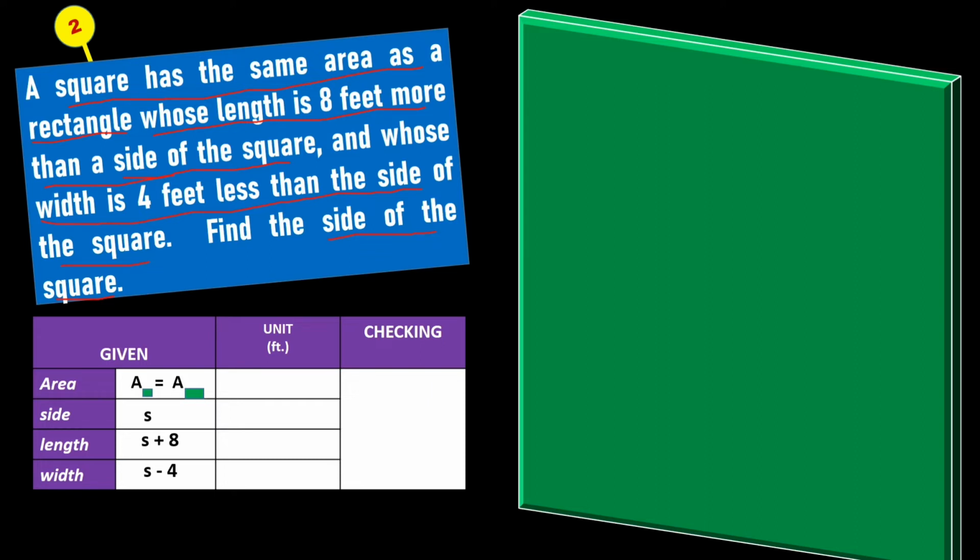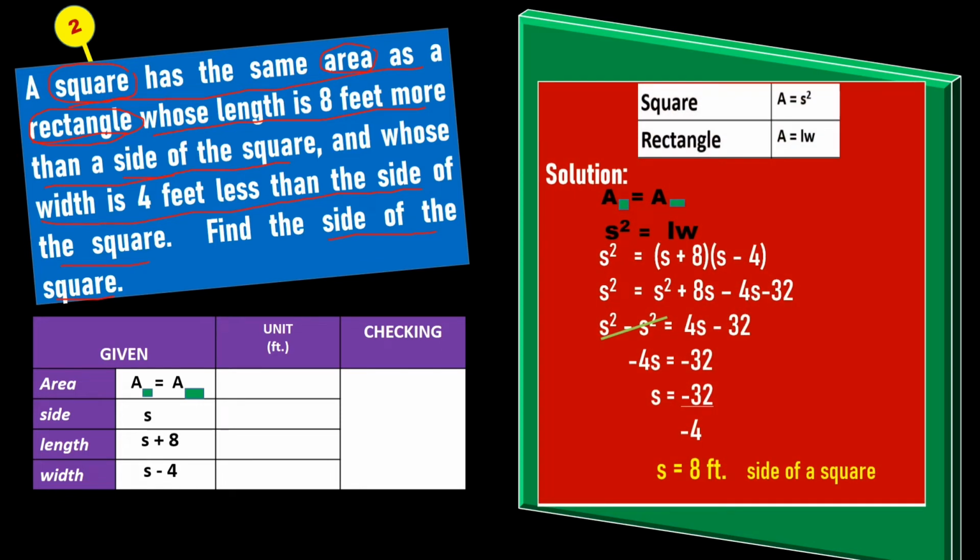So, hanapin natin ngayon yung side ng square. Ang hint dito, ang pinag-uusapan dito ay yung square at rectangle at ang kanilang mga area. So, ang gagamitin nating mga formulas dito ay formula ng square at ng rectangle. Yung formula ng kanilang mga area. So, we have here the square area is equals to S squared. Rectangle area is equals to length times width.